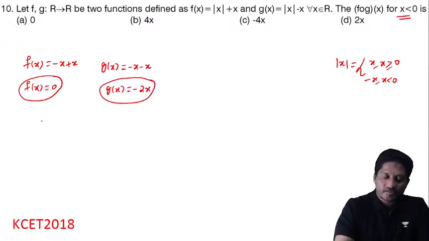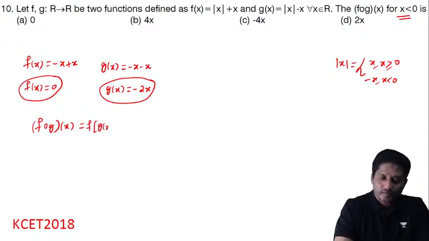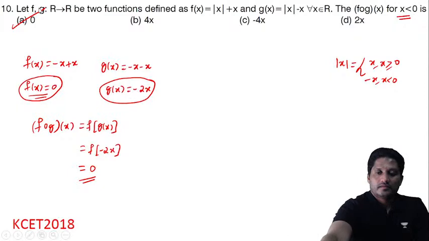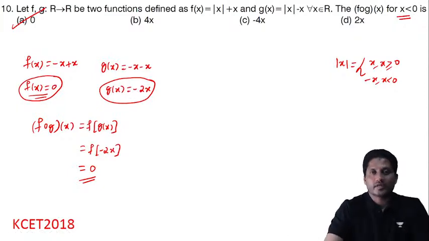Right, now I'll take f circle g of x. f circle g of x is equal to f of g of x, right? So this f I'll keep as it is. g of x is minus 2x. f of x is 0. So this means that f of minus 2x is also 0. The answer will be option A. Okay, it's a conceptual question on compositions.